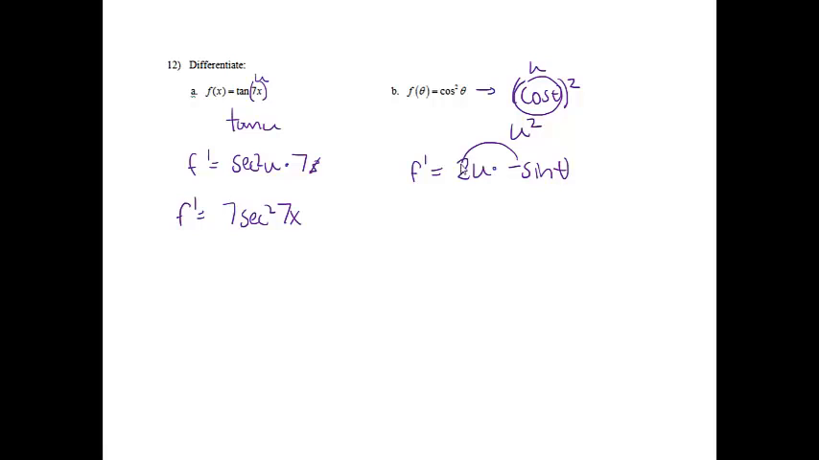Okay, I'm going to bump the negative out front with the 2, so my f prime will equal negative 2u, and the u was cosine theta again, and the derivative was sine of theta. So that will be my answer for that one.